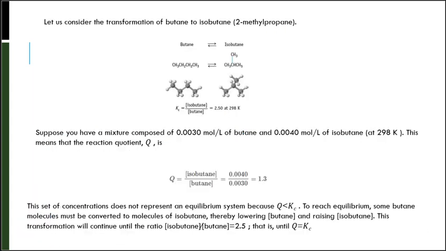Let's look at an example here. We're looking at the transformation of butane to isobutane. So here's our reaction. Butane is my reactant, isobutane is my product.